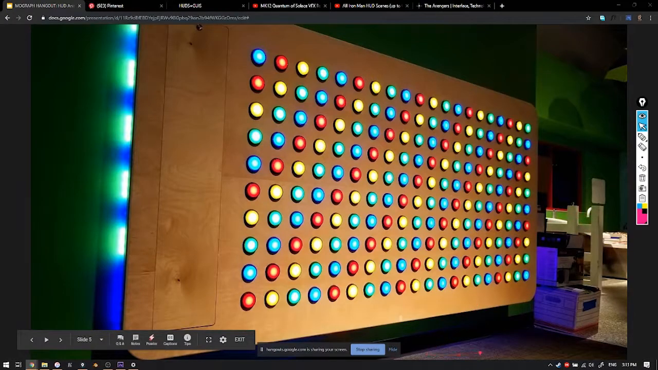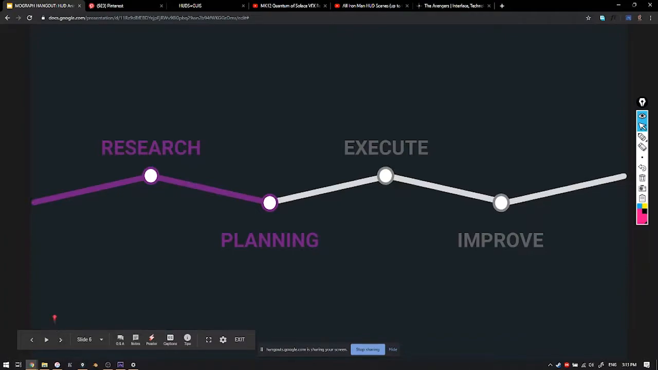So pushing buttons. Remember the buttons, we're going to get back to that throughout. This is the 4-step process we're going to take. The first step is research. This is going through the net, going through stuff we've done before, movies, anything related is the research phase.